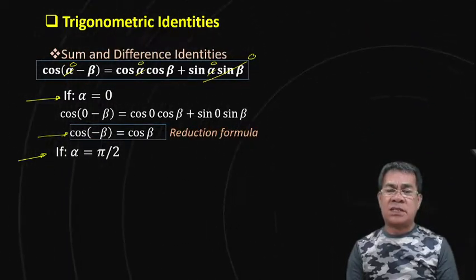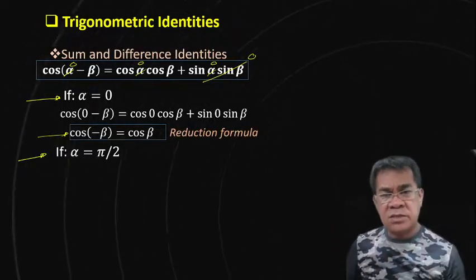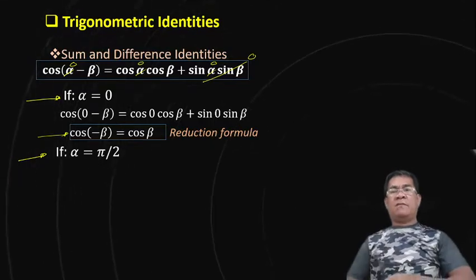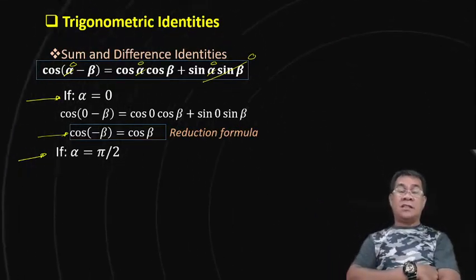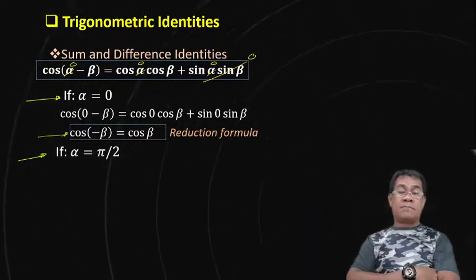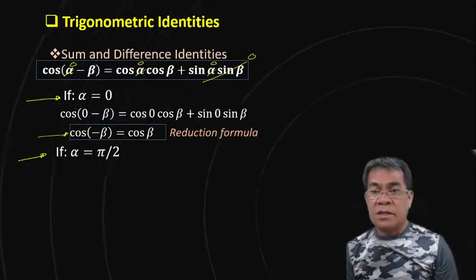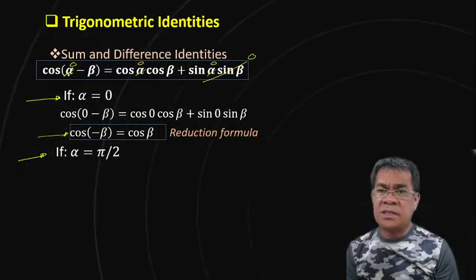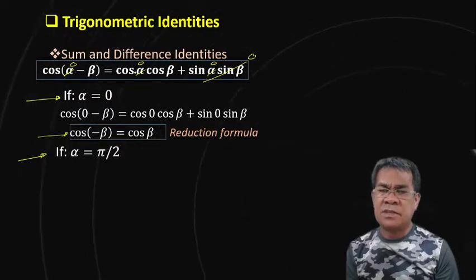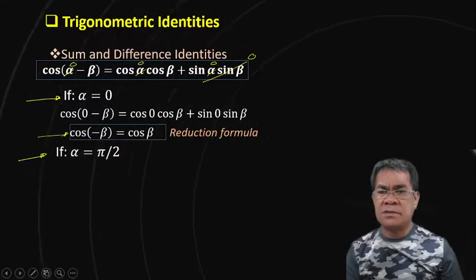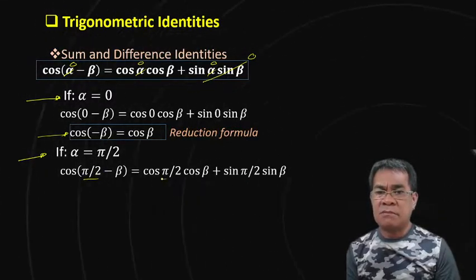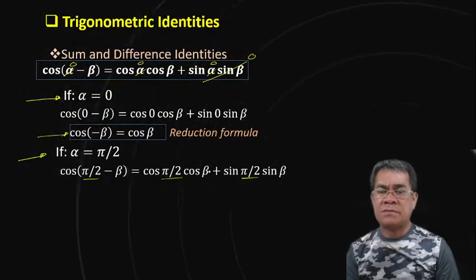180 degrees? No, because pi is 1 revolution. So if you divide it by 2, then that is what? 90 degrees. Okay? So replace the alpha here from the difference identities with pi over 2. This is pi over 2, this is pi over 2. This will be the result. So instead of alpha, replace it with pi over 2.